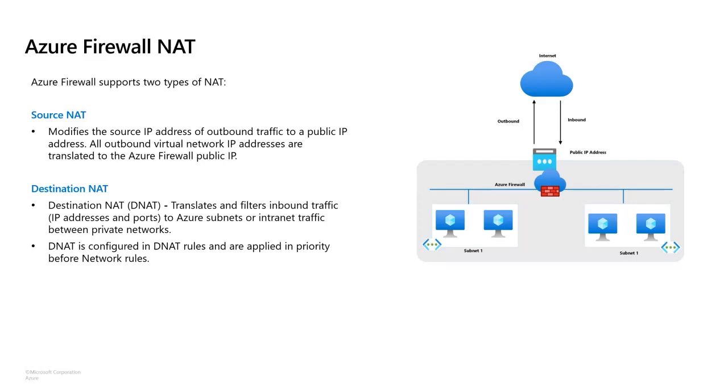For destination NAT, what we call DNAT, this translates and also filters inbound traffic to Azure subnets, or also internet traffic between private networks within Azure. DNAT is applied within DNAT rules, and these are applied in priority before network rules. So they're always processed in terms of the rule hierarchy of the Azure Firewall: we'll have the DNAT coming first, then the network rules, then the application rules. If a match is found within the DNAT rules, that traffic is translated according to the DNAT rule and allowed to go through by the firewall.